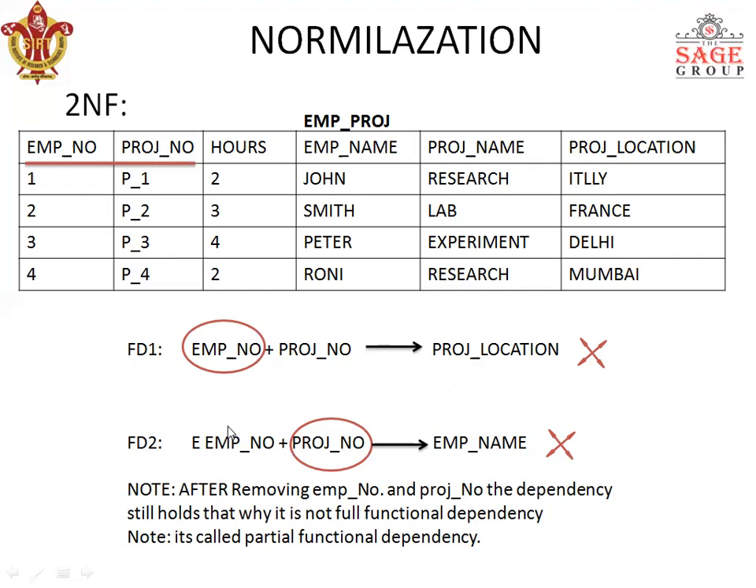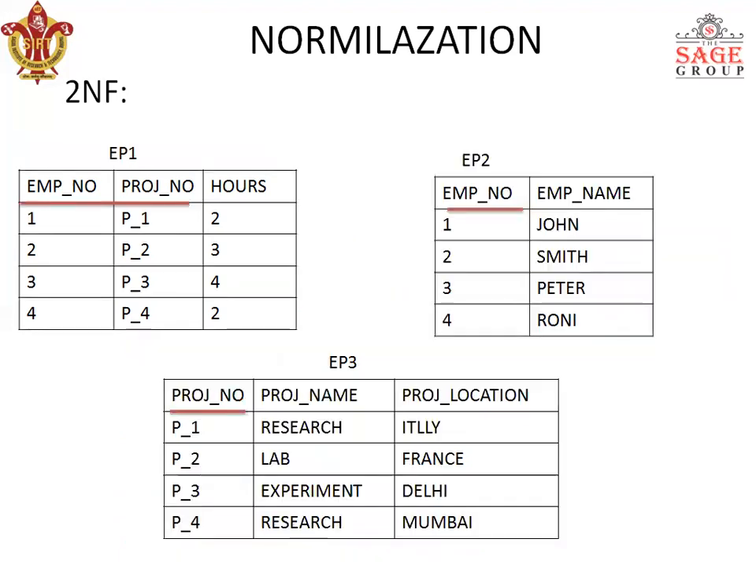So this is wrong. This is not an example of fully functional dependency. After removing employee number and project number, the dependencies still hold. That's why it is not fully functional dependency. It is a partial functional dependency. So this relation is not in second normal form. So we need to convert this.